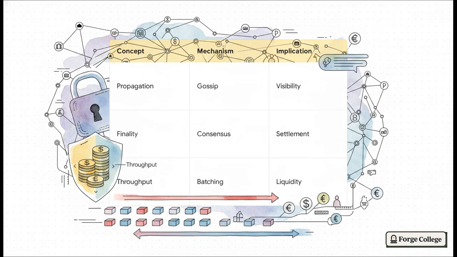When we map these software mechanisms onto real-world financial implications, the trade-offs become really clear. Propagation, which is managed by gossip and mempools, actively controls visibility and front-running risk.